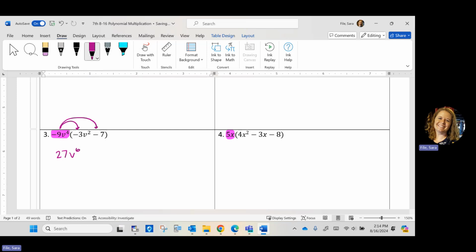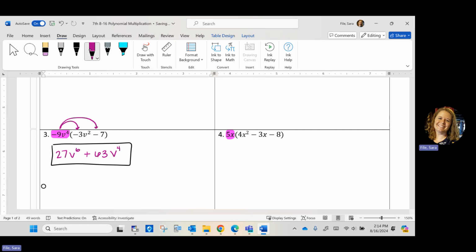And then now we'll distribute the same monomial to the -7. So -9 times -7. Yeah, it's going to be positive again. It's 63. Now there is no variable on this term, so it's going to just remain v to the 4th. Those are not like terms. I cannot combine them, and they are in standard form. So that's as far as we can take that.